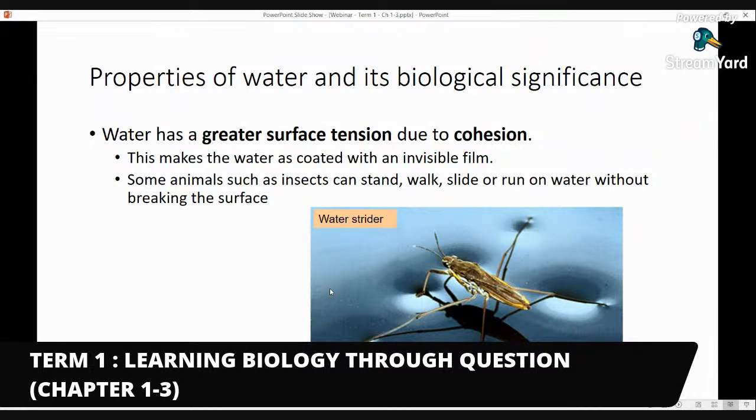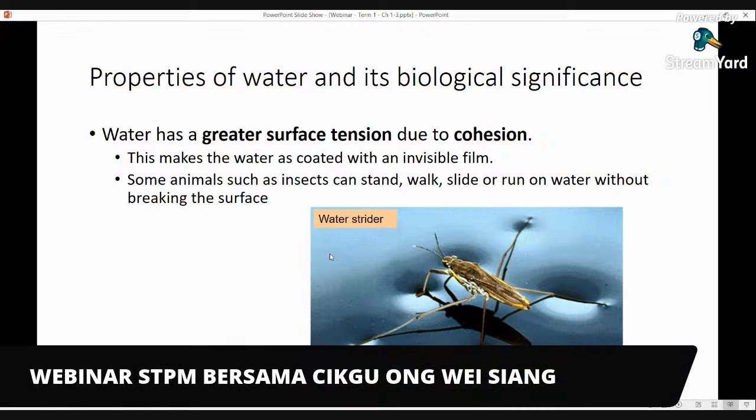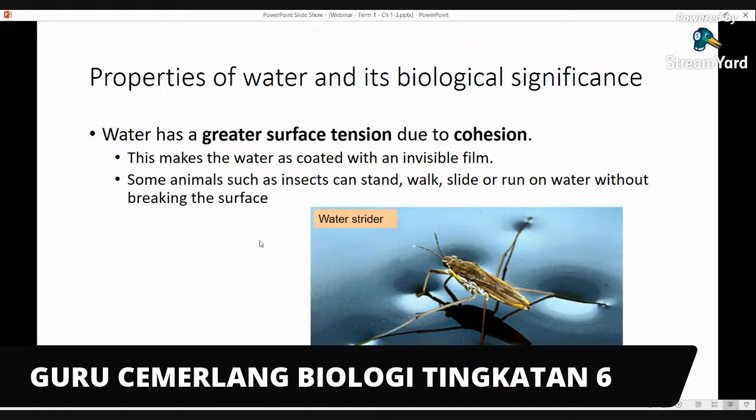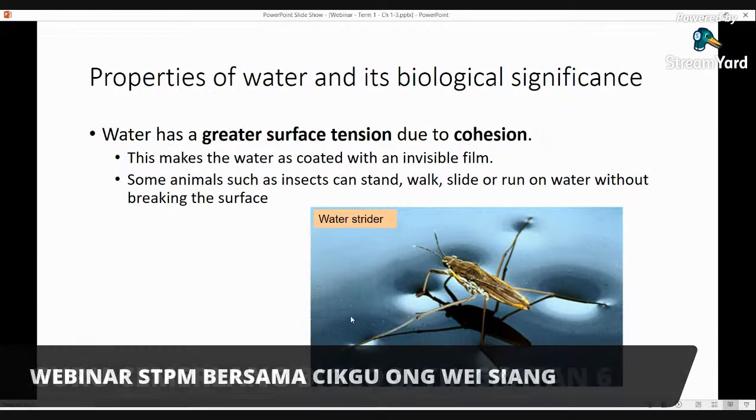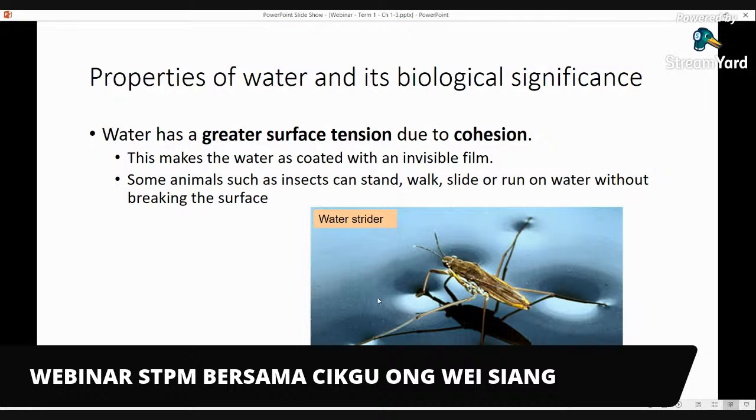Due to cohesion, water has a greater surface tension. This makes the water coated with an invisible film. Some animals, such as insects, can stand, walk, slide, or run on water without breaking the surface, for example, the water strider here.